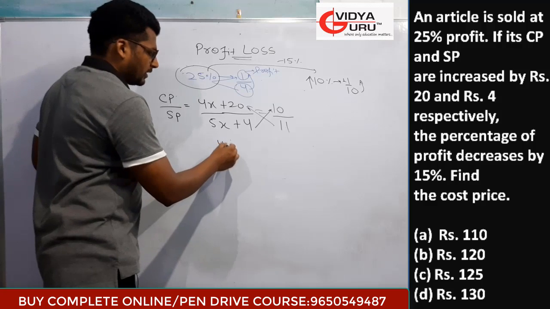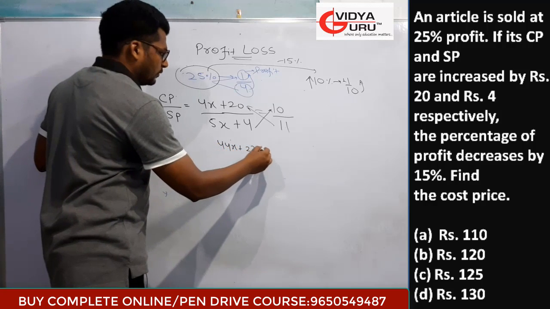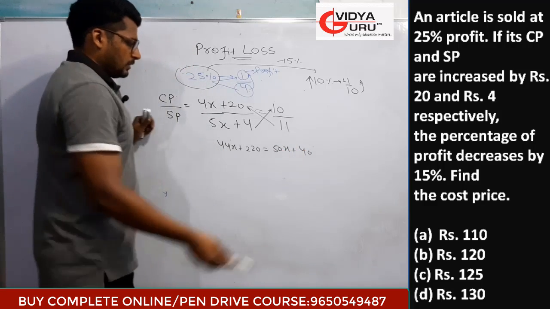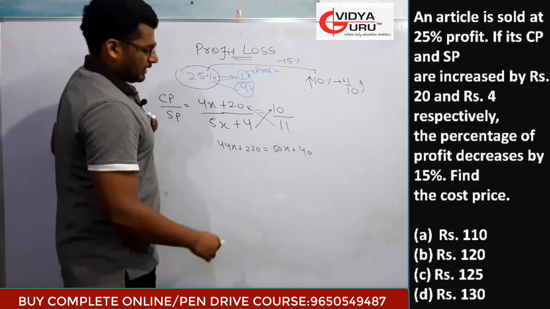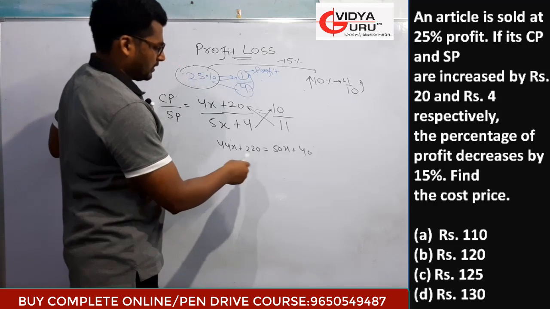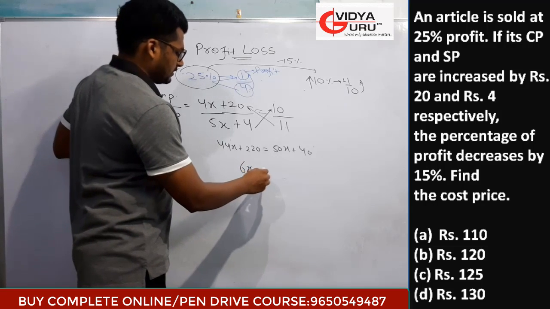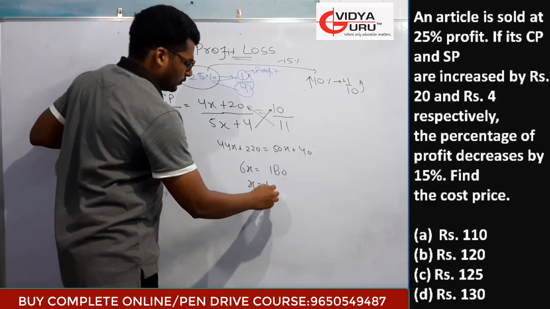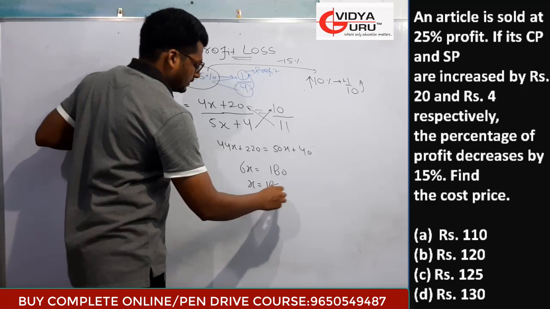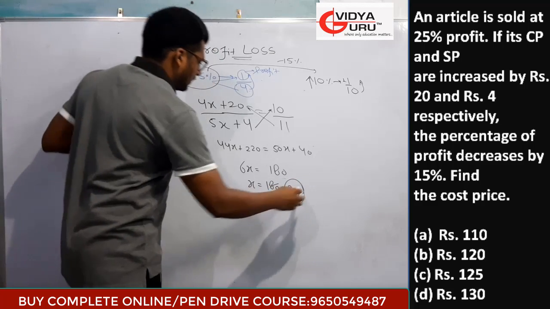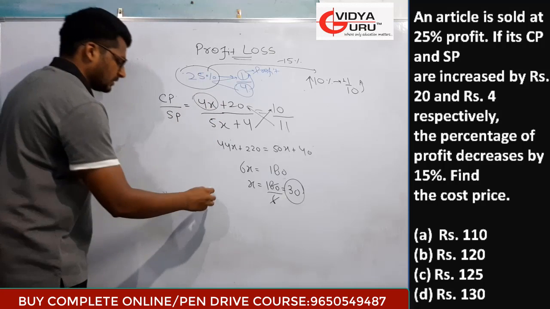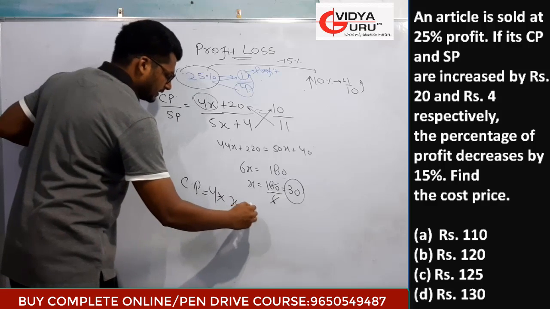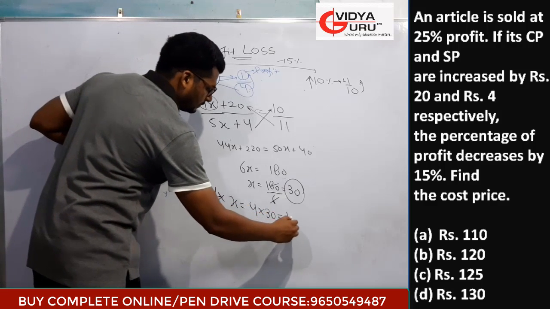11 times 4x will be 44x, and it will be 220. 50x plus 40. If we take the numerical values to one side and x to the other, it will be 6x, and 220 minus 40 will be 180. X will be equal to 180 by 6, which is 30. What was the CP? 4x. That means CP is equal to 4 into x, that means 4 into 30. CP is 120.